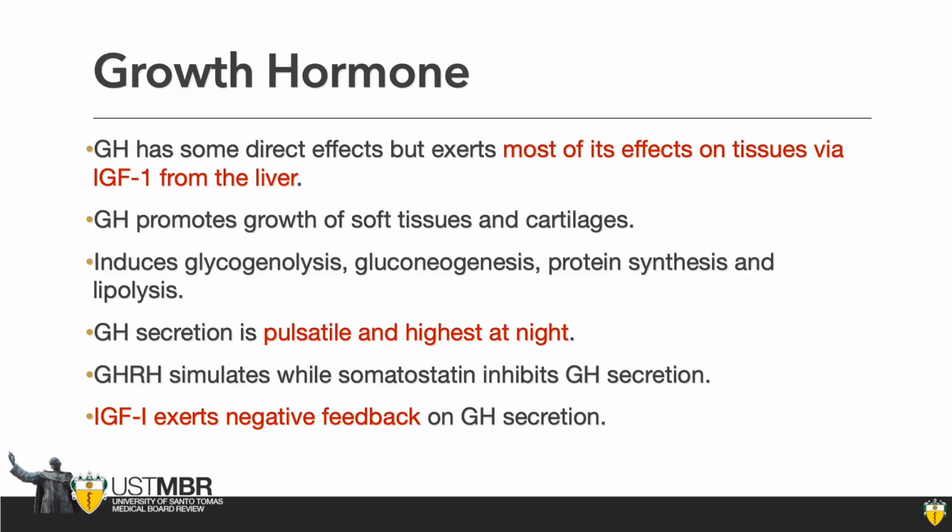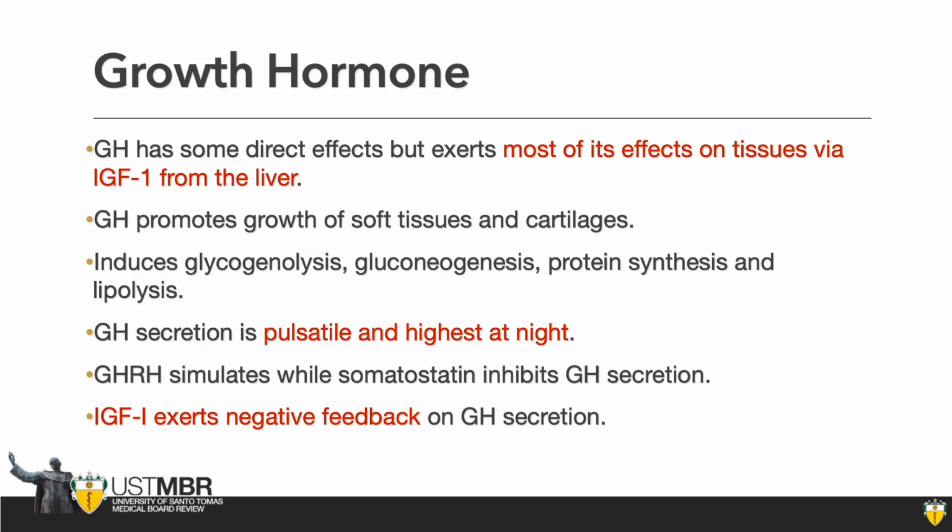Next, I'll talk about growth hormone. Growth hormone has direct effects. We know it's mainly for growth, and it has metabolic effects like glycogenolysis and gluconeogenesis. Therefore, one can understand that if you have really high levels of growth hormone, like in gigantism and acromegaly, glucose might just go up.